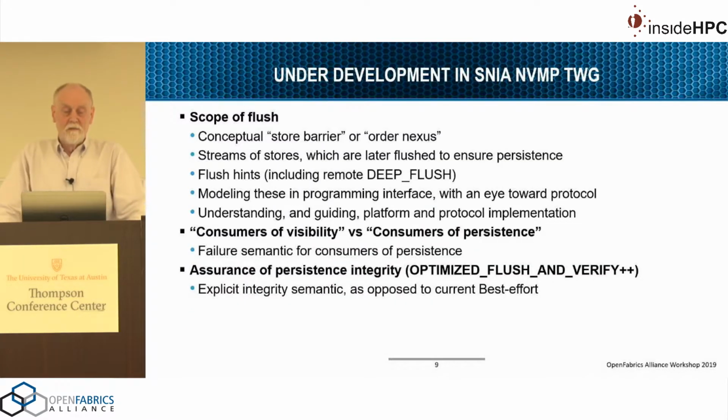Under development for the future is also the scope of the flush, this conceptual store barrier. What's actually getting flushed when I call flush? Streams of stores, this is along the lines of the ordering nexus, right? Let's say I have two applications that are sharing a hunk of PMEM. And one of them is flushing at one time and one of them is flushing at another time. I don't want one to be saddled with the responsibility of the other's data.